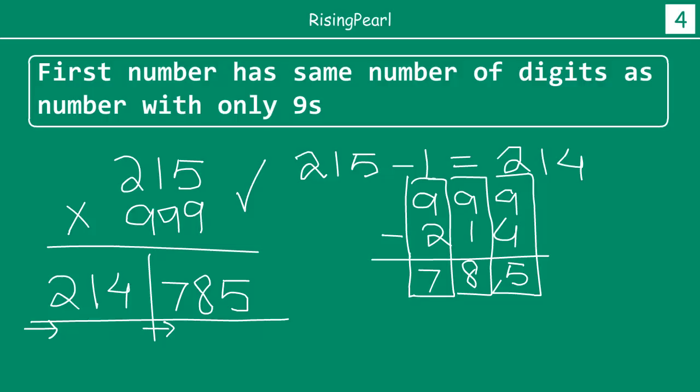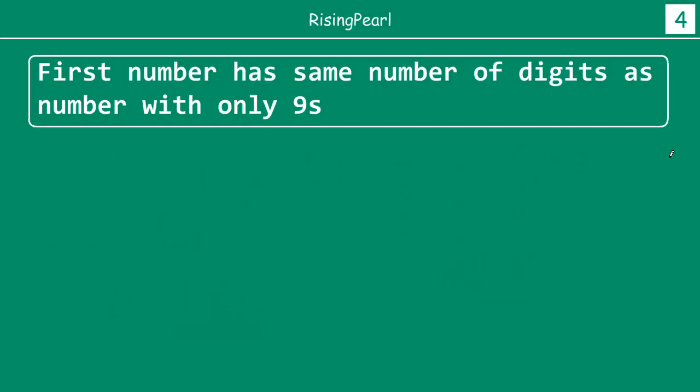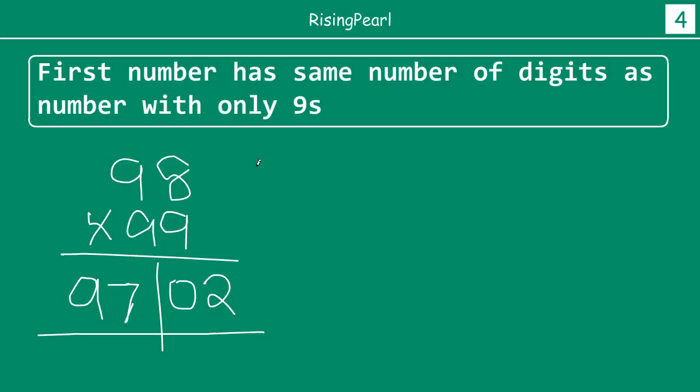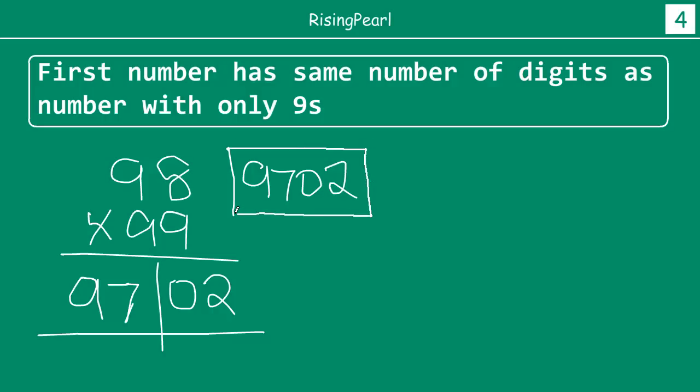Let's take a look at some more examples. Let's do now, how about, let's say 98 times 99. This actually works, right? So 98 will be 97, right? 9 minus 9 will be 0. 9 minus 7 will be 2. That's it. This is the answer. Answer is 9702. Isn't that fascinating how literally in seconds we are able to find out the product of these numbers?